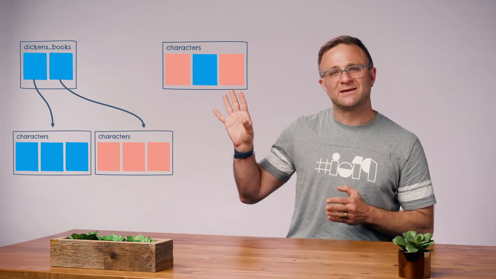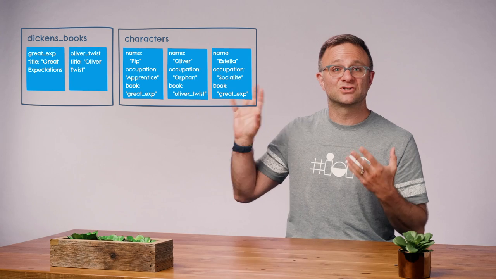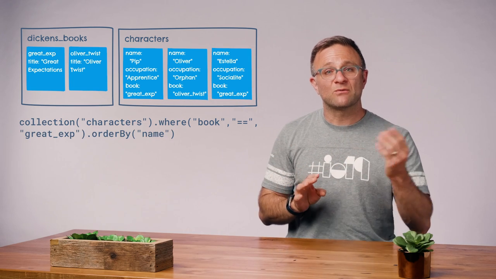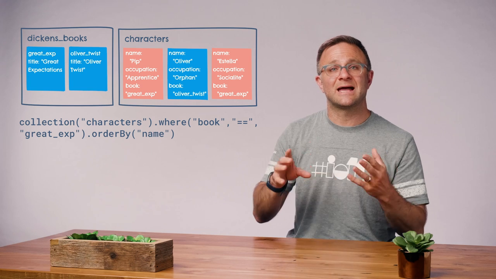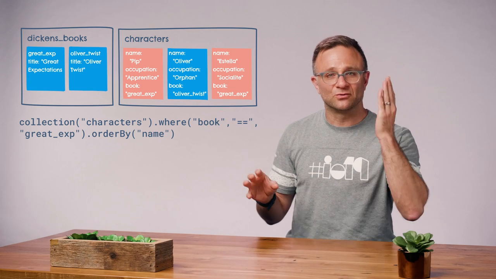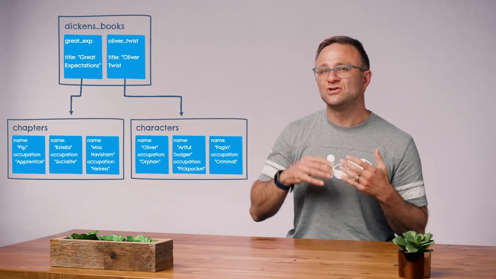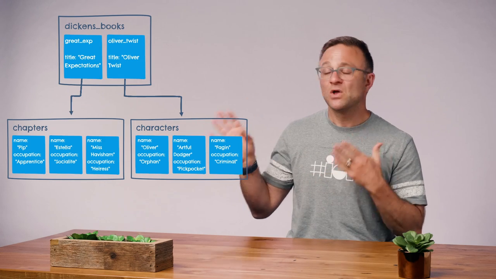I think the biggest drawback here is that if I wanted to, say, search for all characters in Oliver Twist sorted by name, well, now that requires a composite index because it is now a multi-field search, and you'll recall I'm limited to 200 of those. So if you think you're going to be searching for individual records from a group of data, you should put them into a collection. And you could use either a subcollection like this, or a completely separate top-level collection.